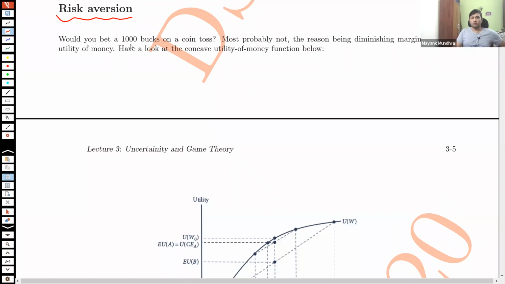So risk aversion. Would you bet $1,000 on a coin toss? If I say heads or tails, bet $1,000, most probably people would not bet 1,000 rupees on a coin toss, right? Because even though it's a fair game, a coin toss like this is a fair game.